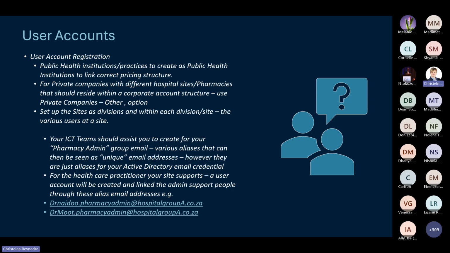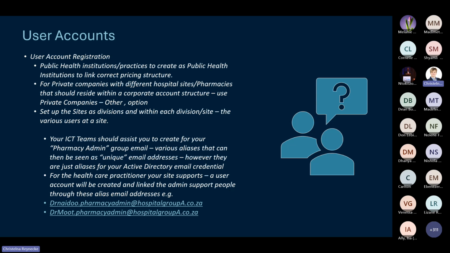For private companies with different hospital sites or different pharmacies that should reside within a corporate account structure, we would want to encourage that you use the private companies option and then select other as the further drop-down option. Here, within that corporate account structure, you can create your different sites or pharmacies as divisions within the corporate structure. And within that division or site, it also allows you the opportunity to create different users at a site.